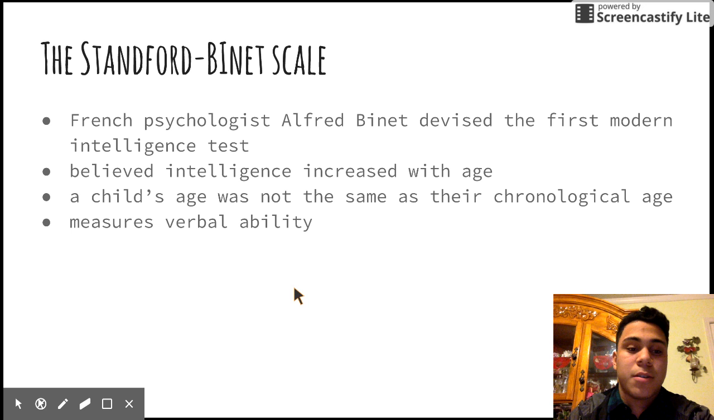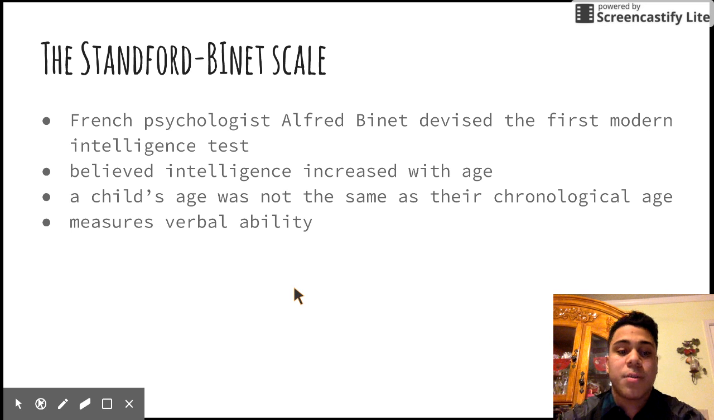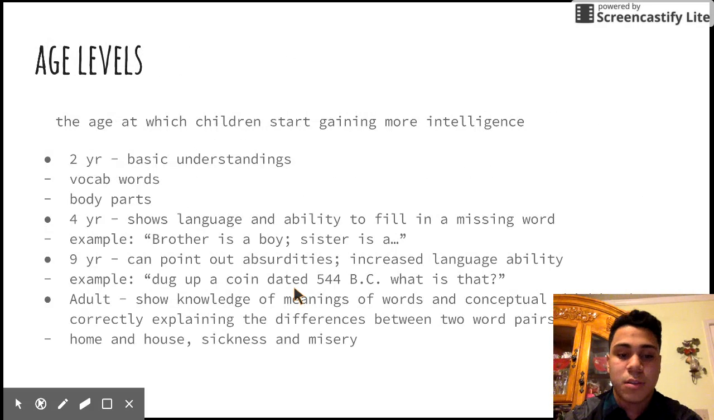The Stanford Binet scale was devised by a French psychologist, Alfred Binet. This was the first intelligence test. He believed intelligence increased with age. A child's mental age is not the same as their chronological age. It measures verbal abilities. Age levels is the age at which children start gaining more intelligence. They start knowing more. They get to know things better.